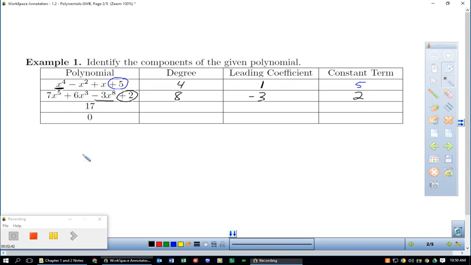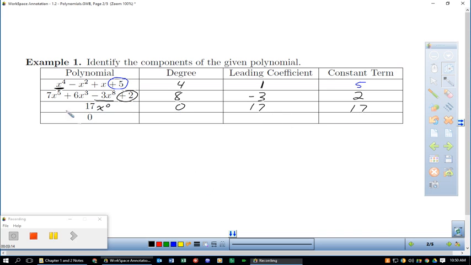Okay. Next polynomial we have is 17. It's a constant polynomial. And you know what? There aren't any x's, so the highest exponent is kind of a little hard to figure out. It's not there. Okay, but if we write this as 17 times x to the 0, because that's just 1, this is still the same polynomial, so the degree is actually 0. Okay, the leading coefficient then is the 17, and it's also the constant term.